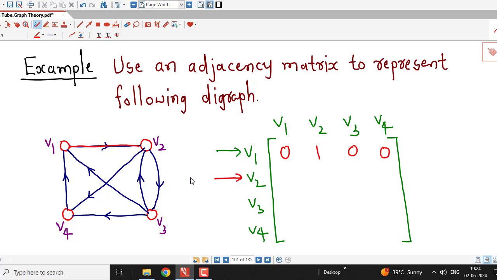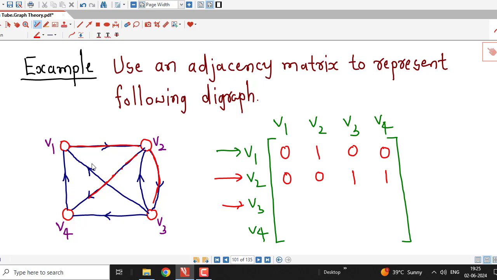Then I check for V2. From V2 to V1 there is no edge. You can see here there is an edge from V1 to V2, but from V2 to V1 there is no edge, so here I am writing 0. There is no loop at V2, so I will write 0 here. From V2 to V3 there is one edge, so here we write 1. From V2 to V4 also we can see one edge, so this number is 1.